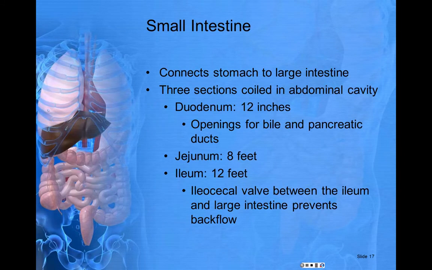The small intestine connects the stomach and the large intestine. There are 3 sections that are coiled throughout the abdominal cavity. The duodenum, which is approximately 12 inches, has openings for bile and pancreatic ducts. The jejunum, which is about 8 feet long, and the ileum, which is 12 feet long. The ileocecal valve between the ileum and the large intestine prevents backflow into the small intestine.